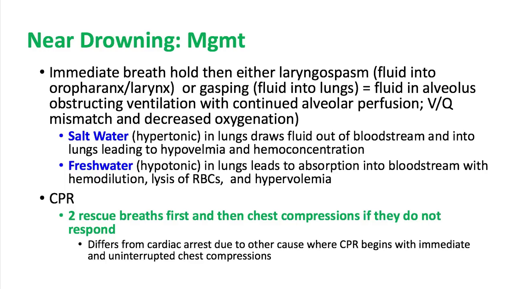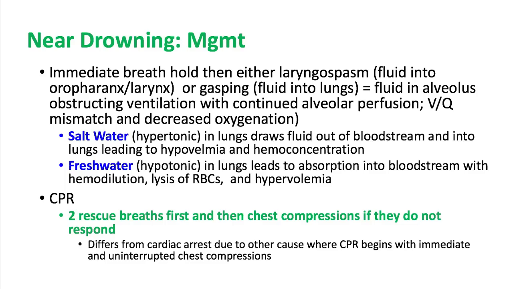Now, some will gasp and fluid will go into the lungs. If that fluid goes into the alveolus, it's obstructing ventilation, and you have continued blood flow going by that alveolar unit, so you have VQ mismatch, not ventilating but perfusion going by, and you can see why they would have a decreased oxygenation.